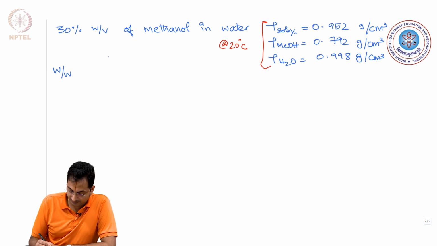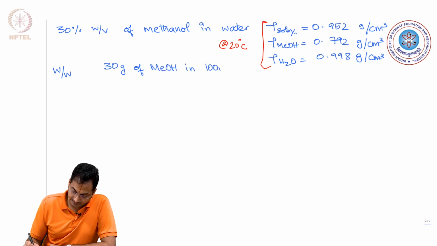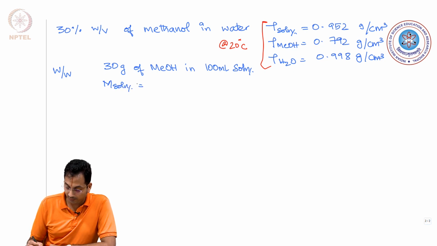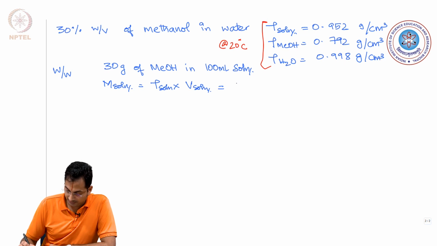And how does this go? So, this first implies you have 30 grams of methanol in 100 ml of solution. 100 ml of solution would indicate, what is the mass of solution? This will be equal to density of solution times volume of solution. Density of solution is 0.952 grams per cc times 100 ml. So, that is going to make it 95.2 grams.